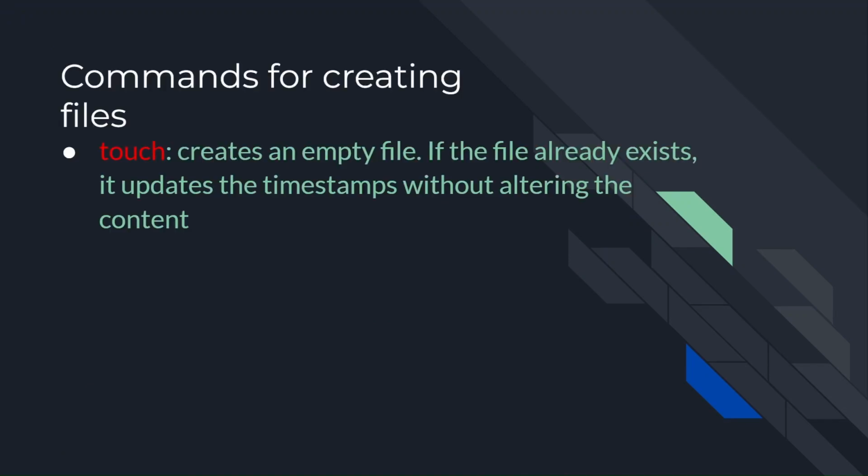We're going to begin with the command that creates files. The first command is touch. This command simply creates an empty file. However, it's primarily used to update the access and modification timestamps of a file. If the file with the same name already exists, it'll update the timestamps without altering the content.